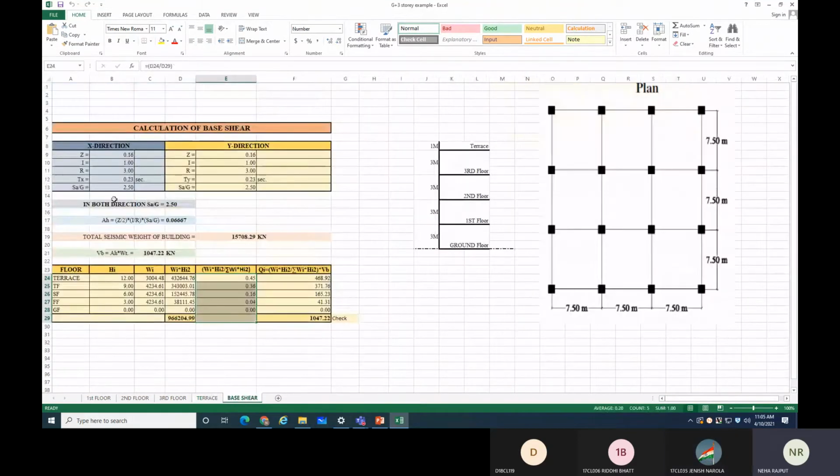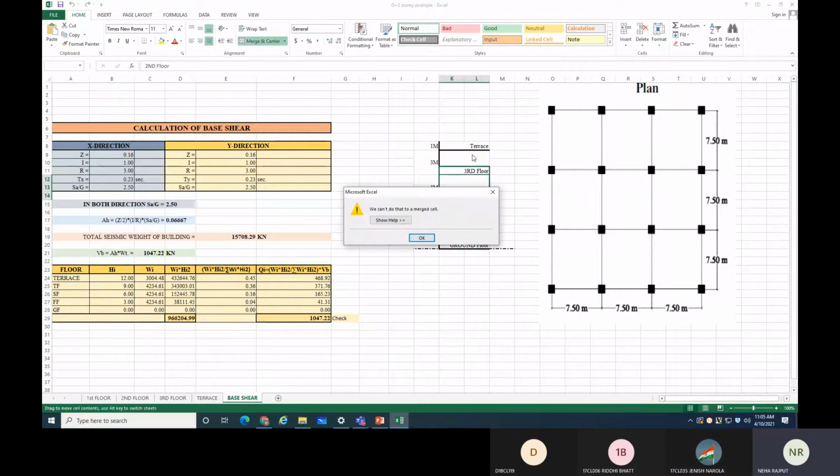Yes. And the calculation of base shear, that is VB, and distribution of base shear along the height of the building. Is this over?